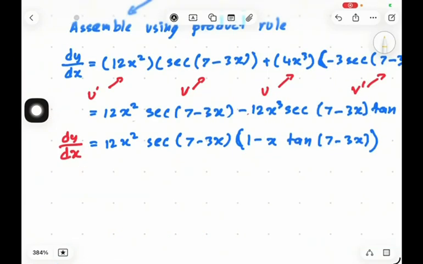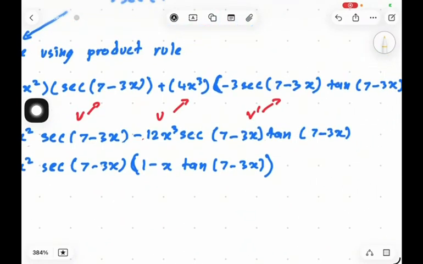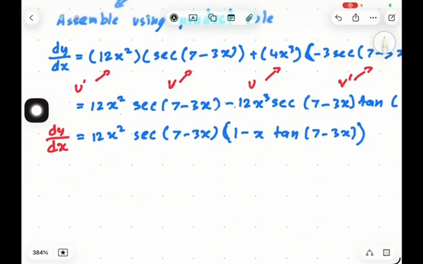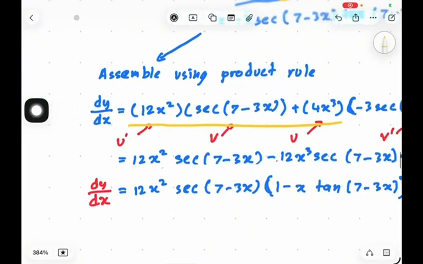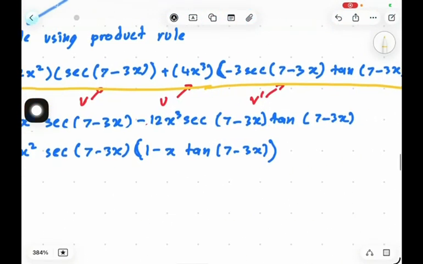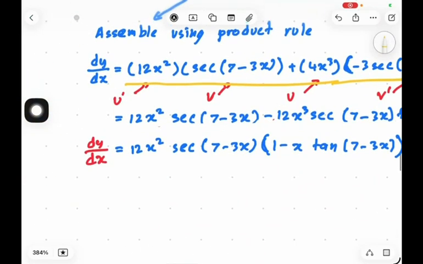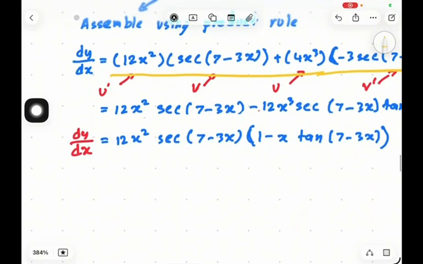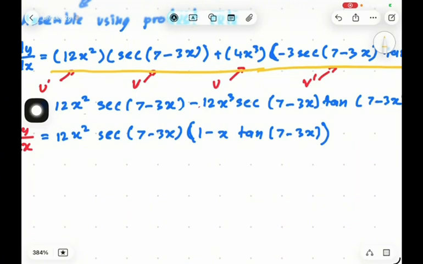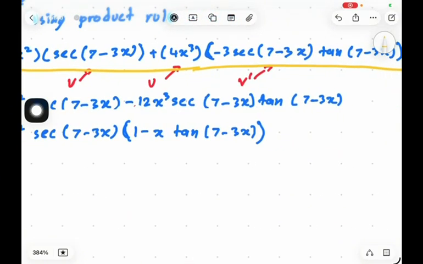Okay, after we substitute all the v prime, u prime, v, and u, we have this one long monstrosity, and we can simplify it by making it 12x squared times sec(7 minus 3x) minus 12x cubed times sec(7 minus 3x) times tan(7 minus 3x).